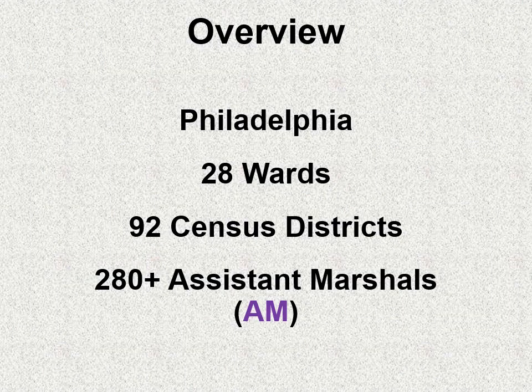So here's an overview of the first part, just to let you know what's going to happen. We're going to be looking at trying to figure out what is the basic unit. Is it Philadelphia? What is Philadelphia? 28 wards, 92 census districts, or over 280 assistant marshals. I'm going to show you that again when we're through with the section.